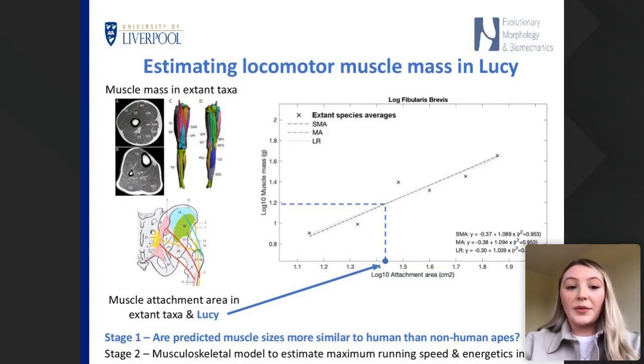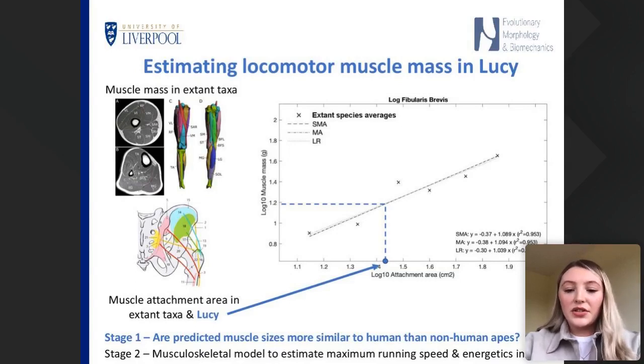For each muscle, we then ran a lot of different regression models. We found the least squares regression model to be the one that fit the best. We hope to then use these models and equations to predict the size of Lucy's unknown muscle mass by plugging in her known origin attachment sites.